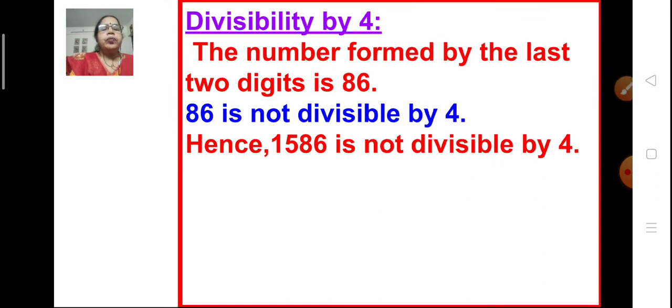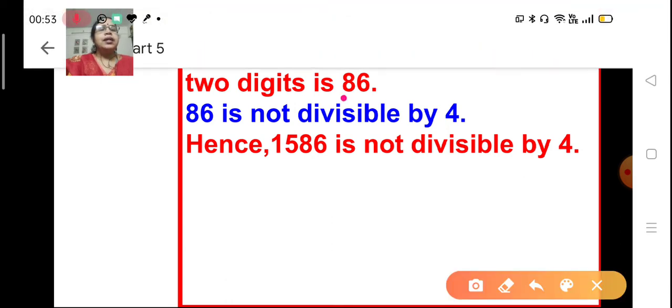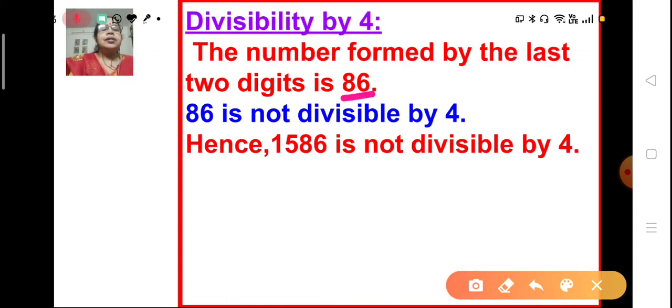Divisibility by 4. What is the rule? The number formed by the last two digits, that means the number formed by the digits in ones place and tens place, if it is divisible by 4, then the number is also divisible by 4. So, in this number 1586, the number formed by last two digits is 86, isn't it? The number formed is 86 and 86 is not divisible by 4.